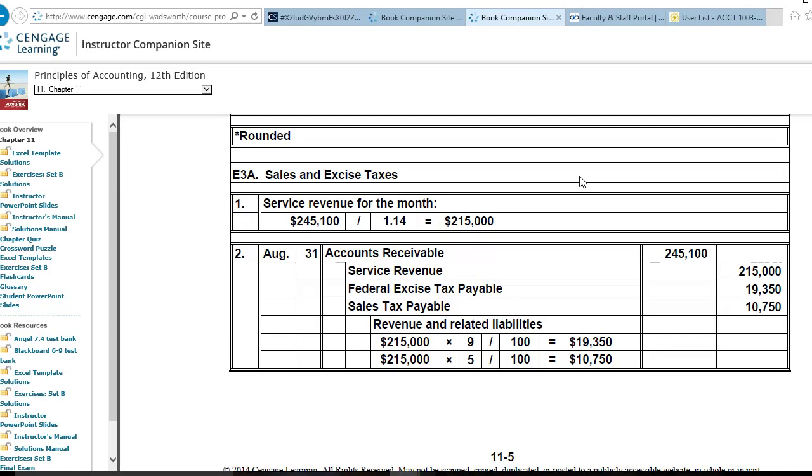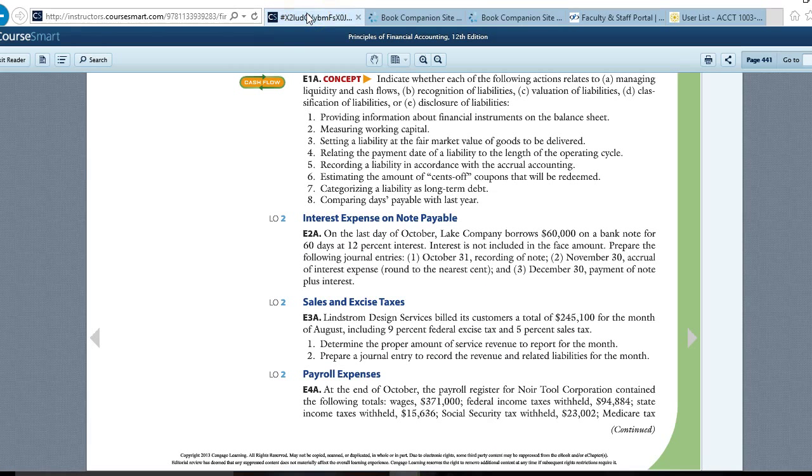Then our service revenue. Then we have to take 9% of the service revenue, which is going to be our federal excise tax. 5% is the sales tax revenue. So all of it totals our 245.1, but we have to isolate how much is revenue and then how much we owe to excise taxes and how much we owe to sales tax. Does that make sense? Any questions on that one? Okay, next one.